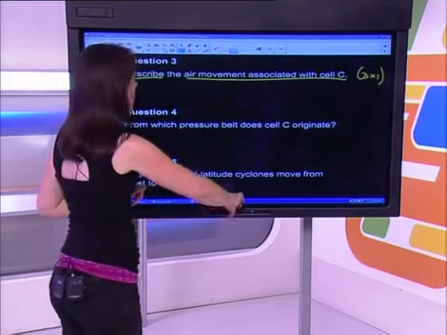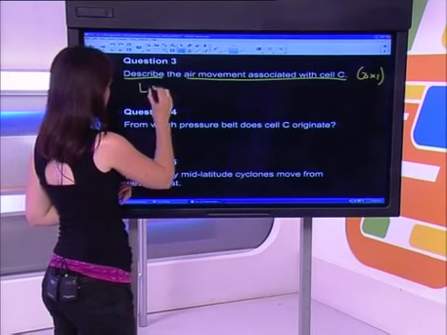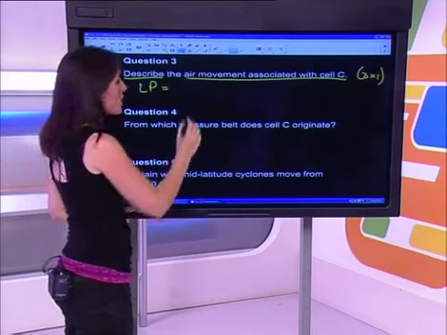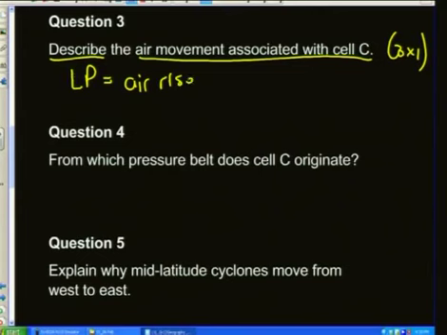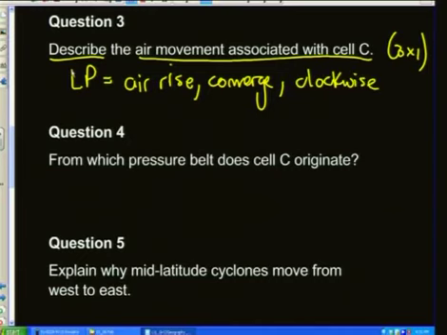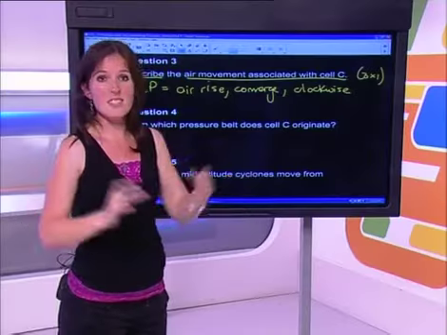All right, but because we're dealing with a low pressure, all right, the air is going to rise. It's going to converge at the surface. And because we're dealing with the southern hemisphere, and most people leave this one out, unfortunately, it's going to be moving in a clockwise direction. All right, and that will get you your 3 marks, easy as pie.